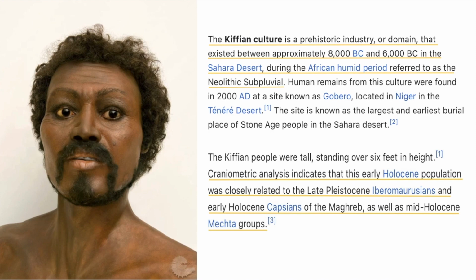The Kifian culture is a prehistoric industry that existed between approximately 8000 BC and 6000 BC in the Sahara Desert during the African humid period, referred to as the Neolithic subpluvial, which we just read earlier about Semites originating from. Craniometric analysis indicates that this early Holocene population was closely related to the late Pleistocene Ibero-Maurusians, just like what indigenous Middle Easterners are related to, and early Holocene Capsians of the Maghreb, as well as mid-Holocene Maghreb groups. And so this is what the ancestors of Semites could have looked like and would have come from.